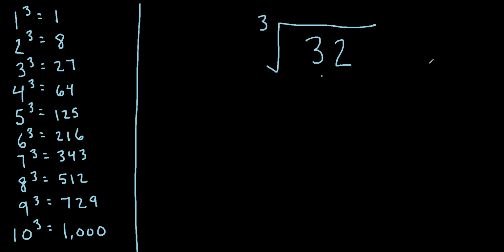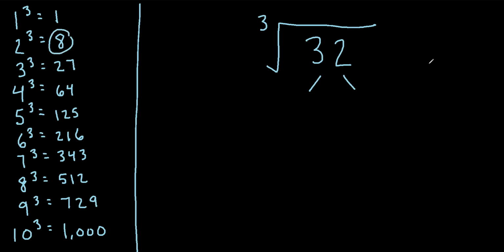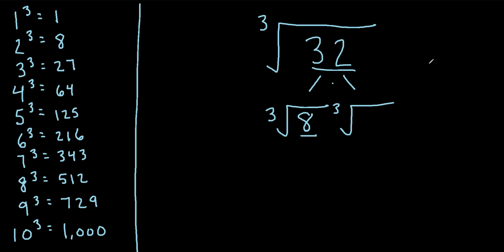So the idea here with this method is, can we factor 32 using one of these perfect cubed values? Well, 8 is a factor of 32, so we could rewrite this as the cube root of 8 times the cube root of what other number? 8 times what is equal to 32? Well, that'd be 4, so we'd say the cube root of 4.